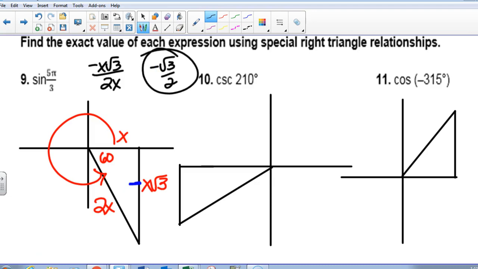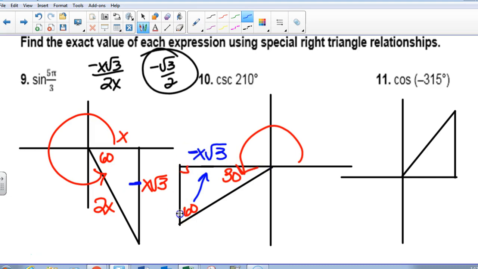Okay. Number 10. 210. Reference angle, anybody? Okay. That makes this one 60. Okay, I'm going to put my cursor over something and I want to know what I should write right there. Nope. Across from 60 should be what? X square roots of 3. It went to the left, so it should be negative.